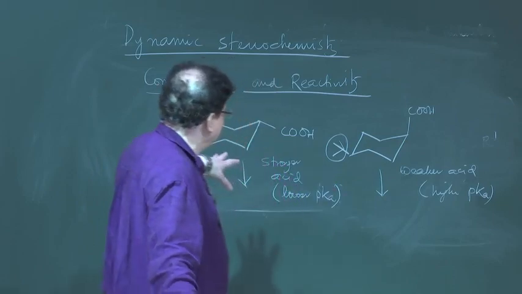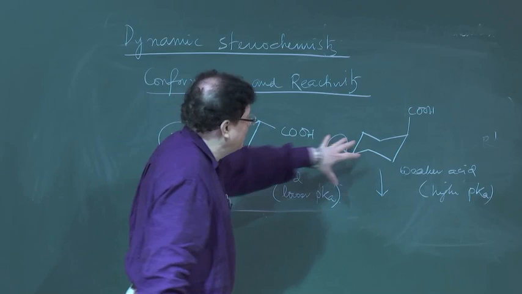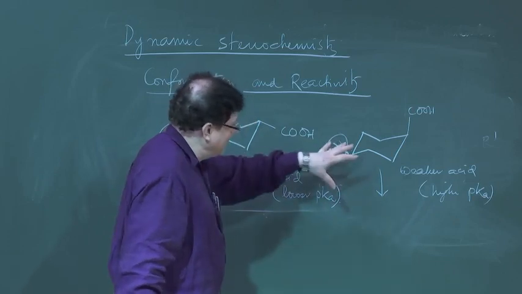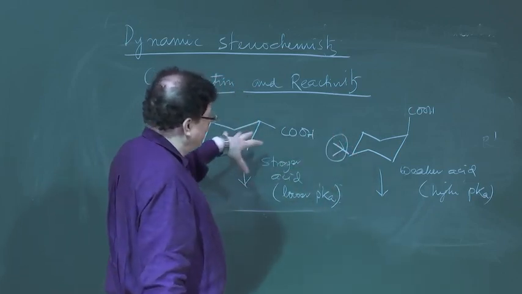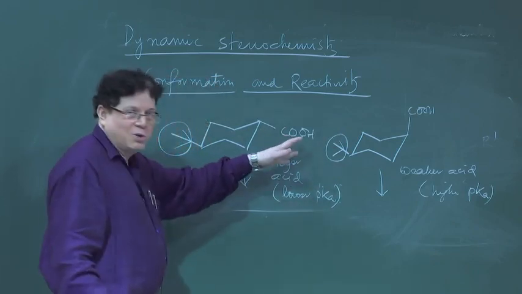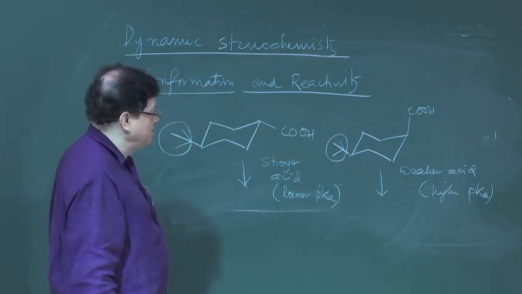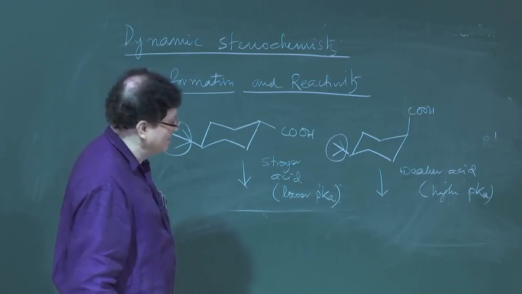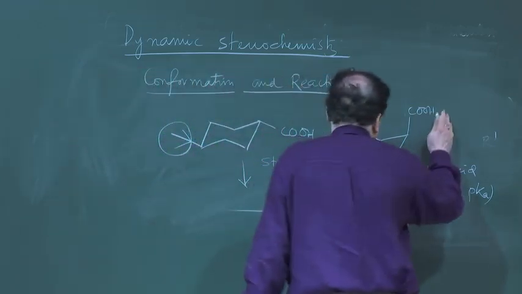So, that means the property of these molecules, the reactivity as an acid, depends on the conformation, whether it is adopting an equatorial CO2H or an axial CO2H. This was studied by Hassel. So, then what was the explanation?